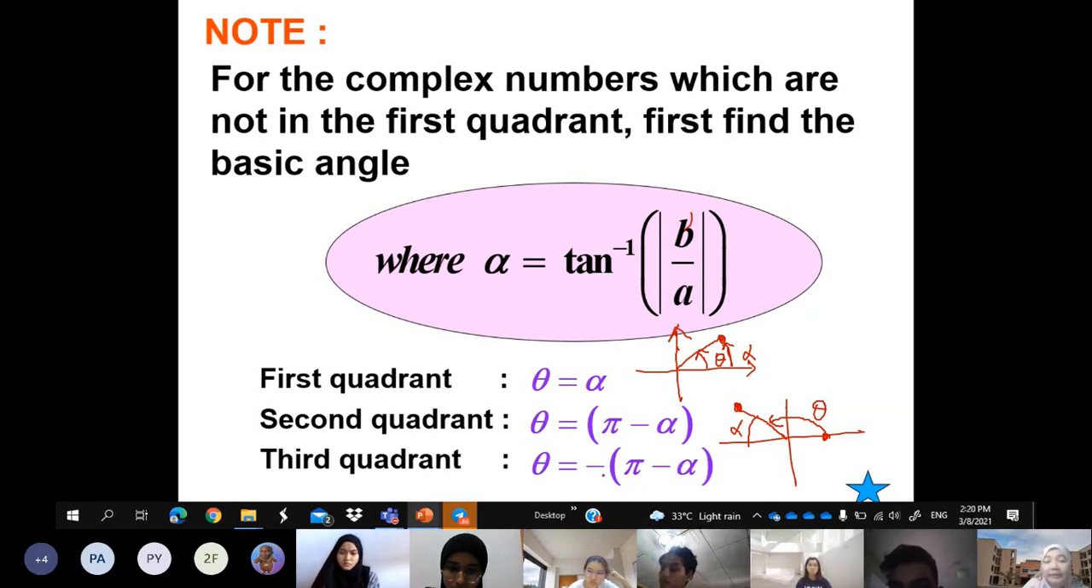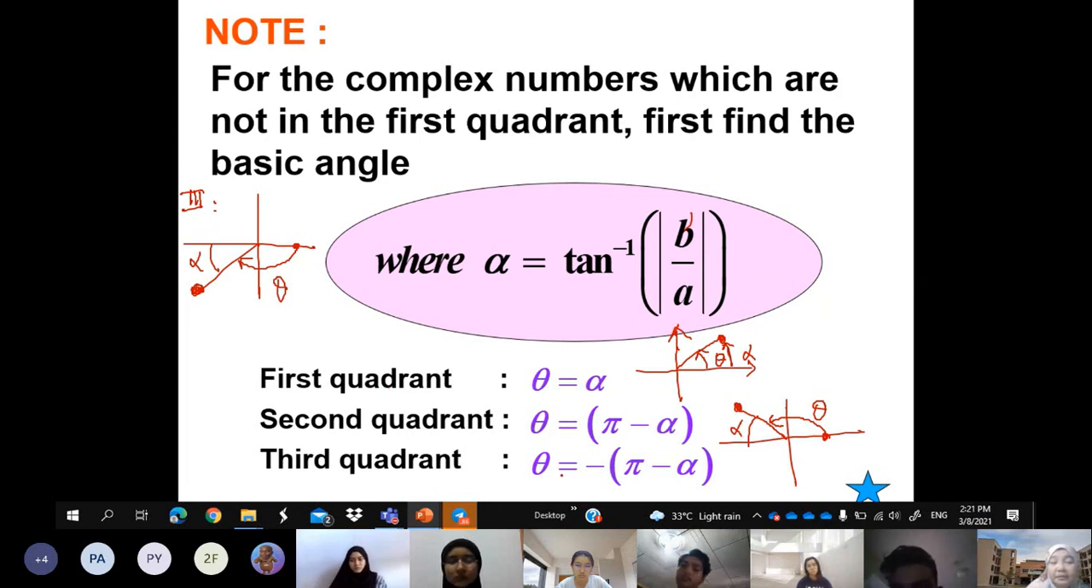For the third quadrant, this is the third quadrant point. To find theta, start from the positive x-axis to the line going below, not from above, because it stops at pi or negative pi. This is theta. To find theta, you need to find alpha, the basic angle. So it is pi minus alpha, but because this is the third quadrant, it should be negative, so just add a negative.